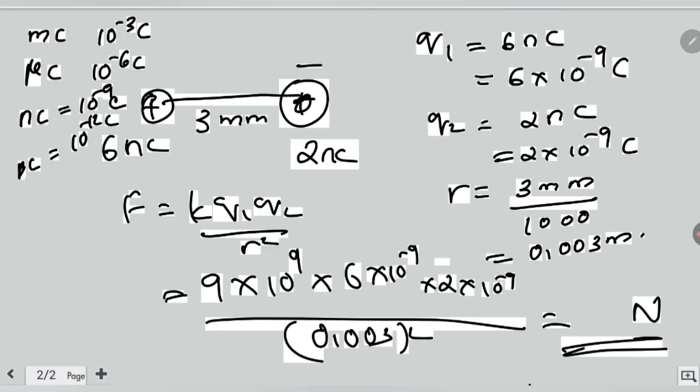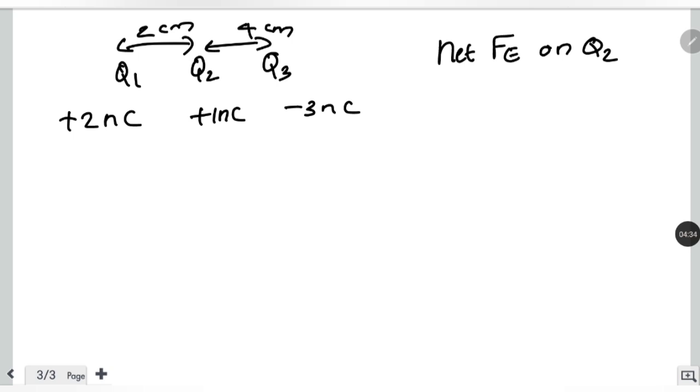Remember that. Now if there are more than two charges, how do we calculate it? Let's have a look at it. When you get questions like this, you have three charges now. If they ask you to calculate the net force acting on Q2, always remember your reference is Q2.